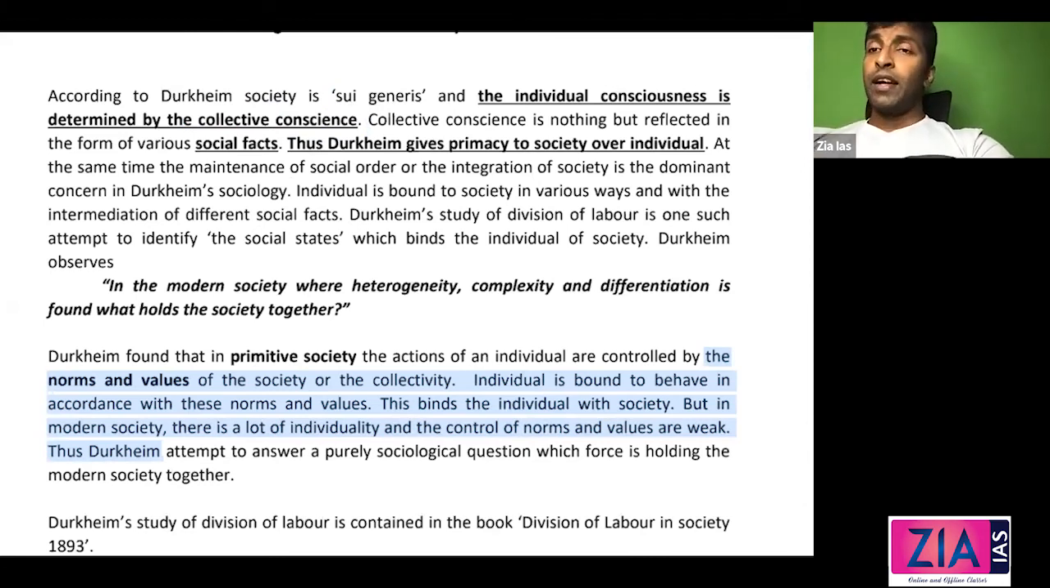The individual is bound to society in various ways and through the intermediation of different social facts. Durkheim's study of division of labor is one such attempt to identify the social states which bind the individual with society. Durkheim observes that in modern society, where heterogeneity, complexity, and differentiation are found, what holds the society together? Division of labor. Guys, from this, you just need to take around 20-25 words as the introduction.